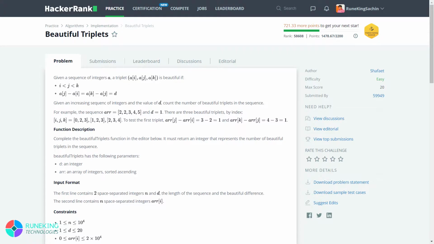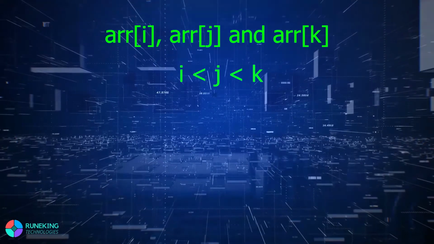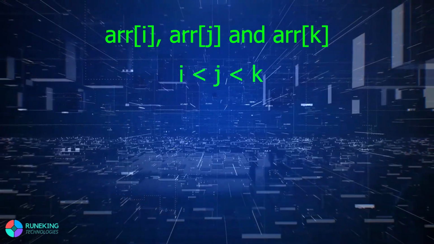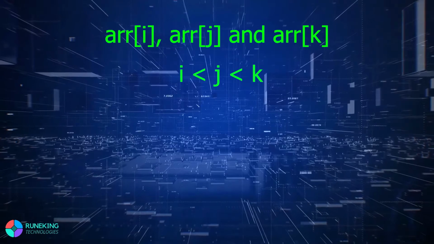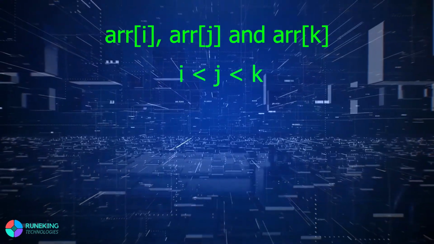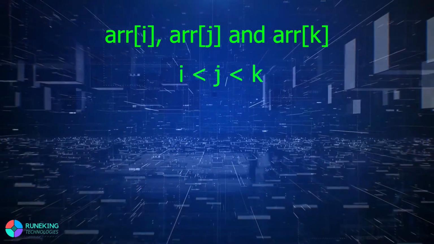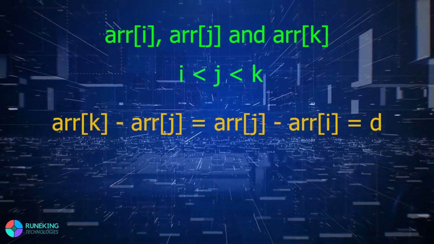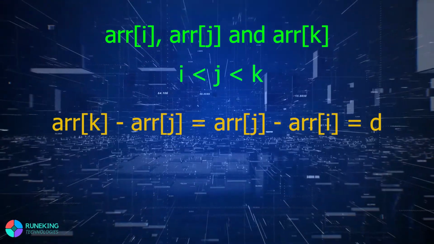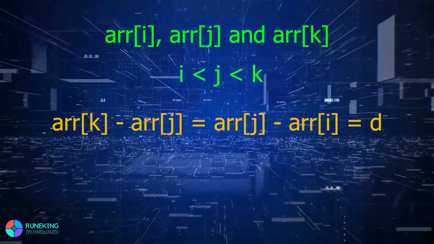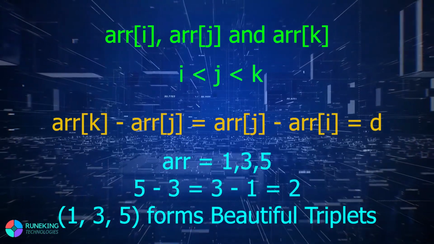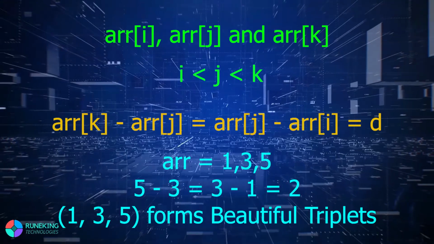Now, we need to know what the beautiful triplets are and how they are formed. According to the problem, let there be three integers, array i, array j, and array k, such that i is less than j is less than k. That means i, j, k are the indices of the array or list, and the difference between array k and array j will be equal to the difference between array j and array i, and it will be equal to d, which is the common difference. If the integers satisfy these conditions, then they form a beautiful triplet and will be counted.